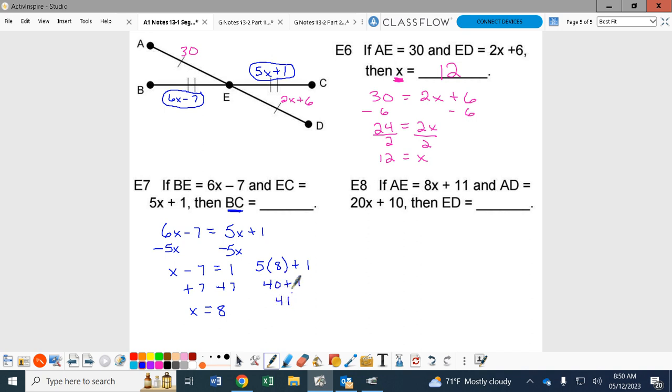If this side is 41, then the other side also has to be 41, which means the whole thing from B to C, because that's what we're looking for is BC, is going to be 41 plus 41, which would be 82.